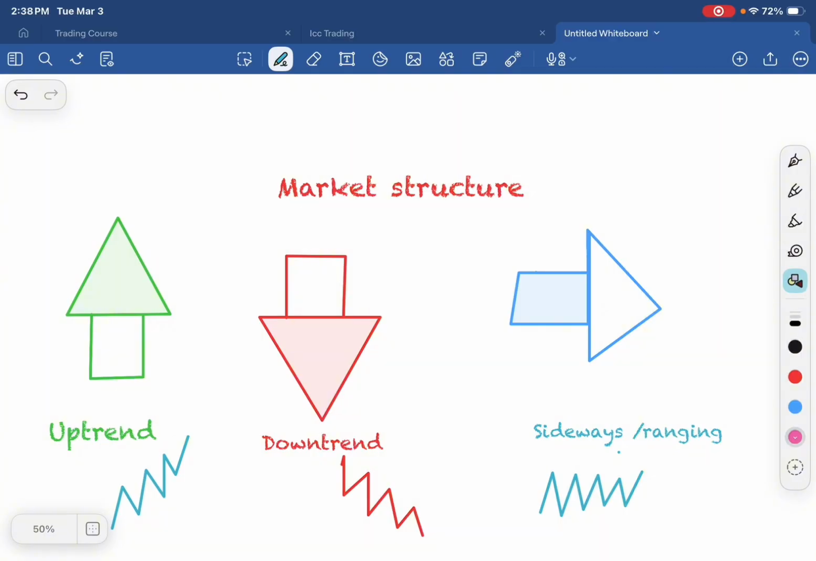But in this course, we're not going to overcomplicate anything. We're trying to break this down in the simplest way a person can understand, down to a child. So you have up, down, and sideways, and those are the three ways the market moves.